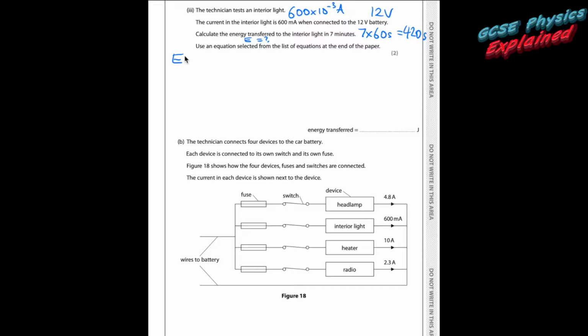Right, so we're looking for E, and we've got the current, we've got the time, and we've got the voltage. So the energy is the current times by the time times by the voltage. So that's 600 times 10 to the minus 3 amps multiplied by 420 seconds multiplied by 12 volts, and that equals 3024, and that'll be joules.